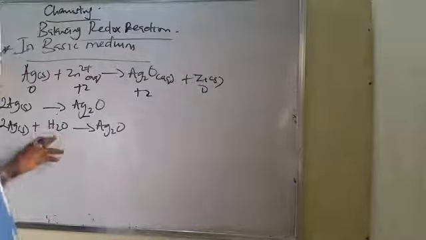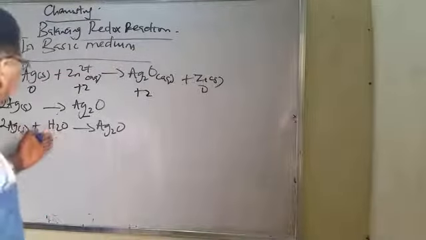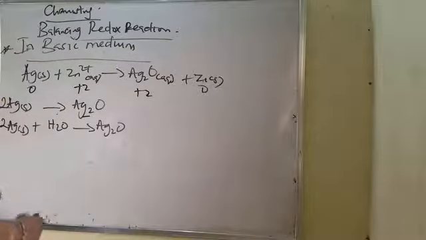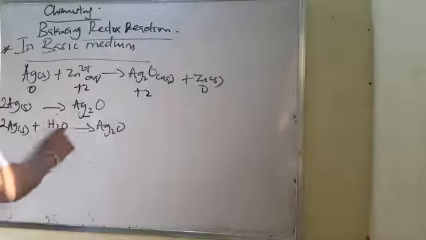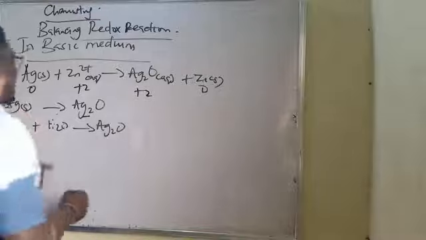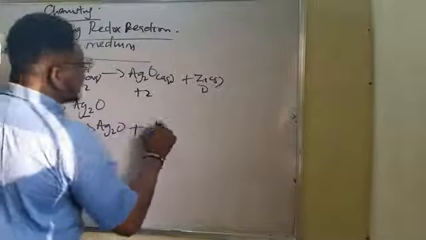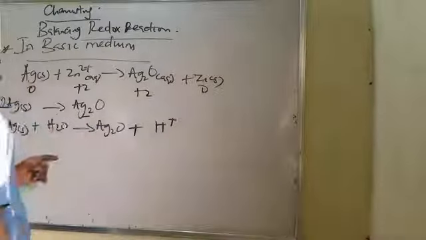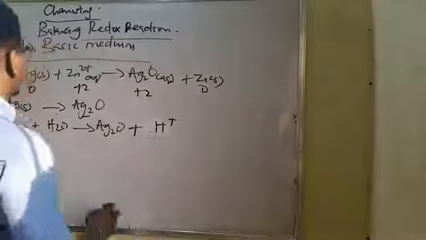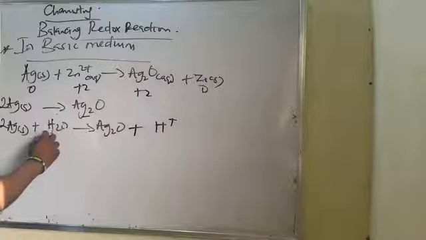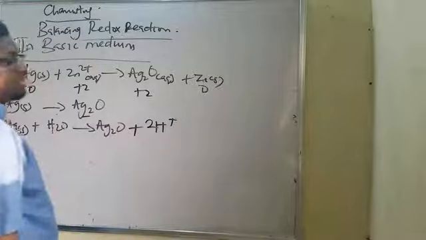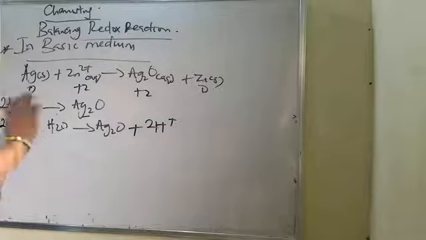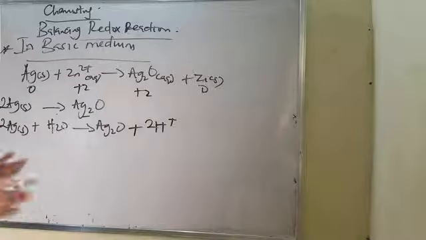But because I added water, I have introduced hydrogen. And hydrogen ions need to be added to balance this water that has been placed. So that means I need to add H plus in form of protons. But how many protons am I adding? Because I have 2 hydrogen here, that means I am adding 2 protons here. So hydrogen is balanced, oxygen is balanced, and that is gone.